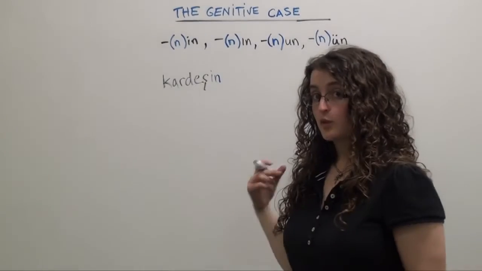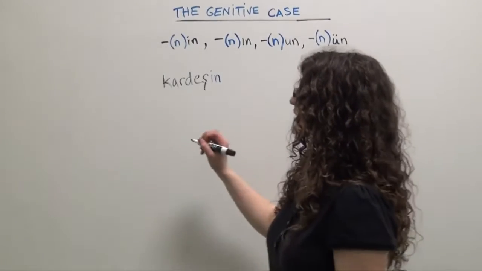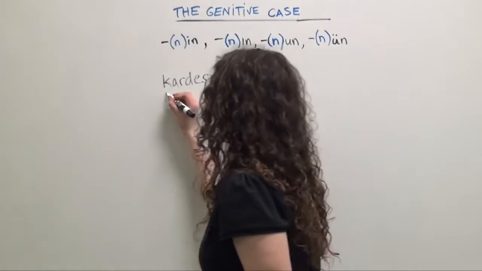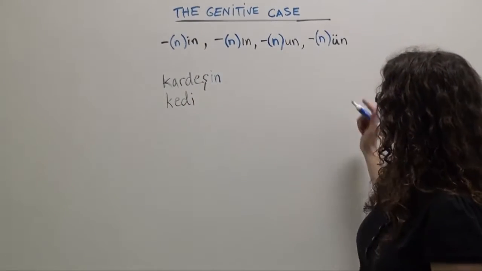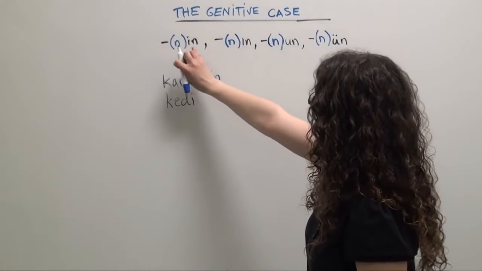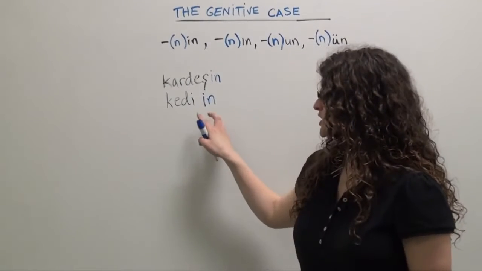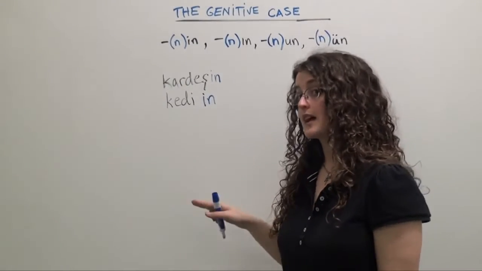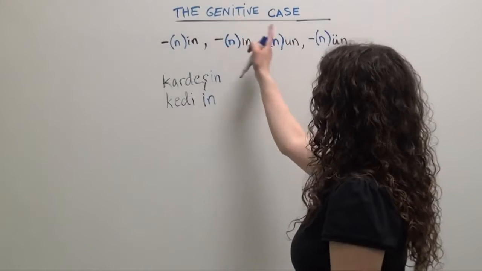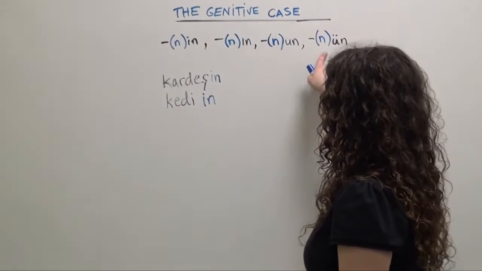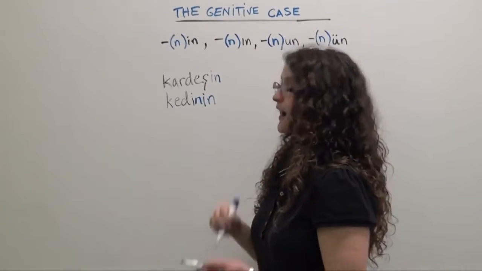What happens if the word you want to attach the genitive case ending to ends with a vowel? Let's take a look. Turkish word for cat, kedi. If we want to say of the cat, well, vowel harmony tells us to choose this version of the genitive case ending, in: kedi, in. Ooh, but Turkish does not like to have two vowels next to each other. Therefore, we have to add what's called a buffer consonant. For the genitive case, this is going to be an N. So instead of kedi in, we're going to say kedinin, of the cat.